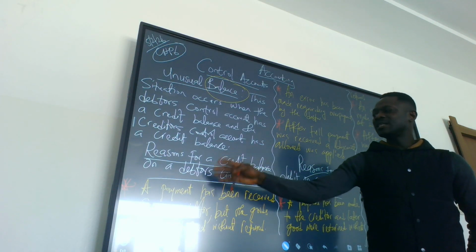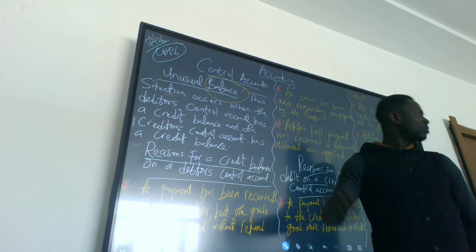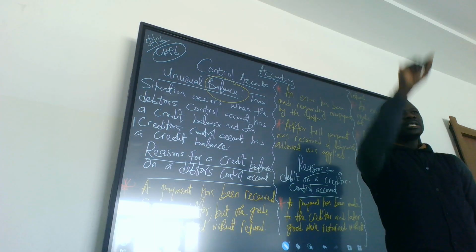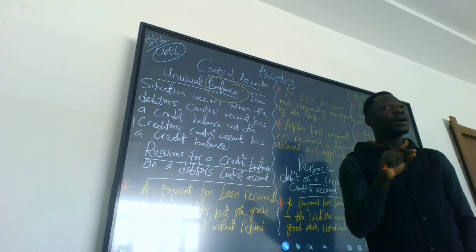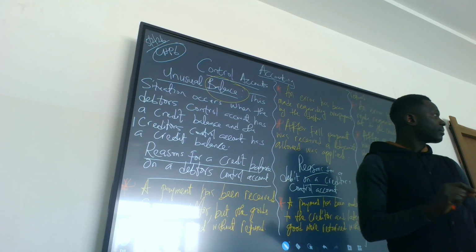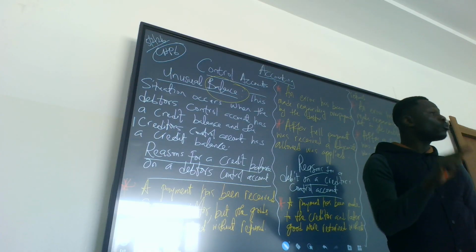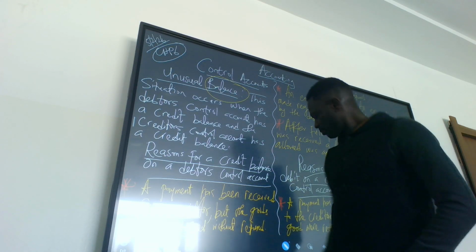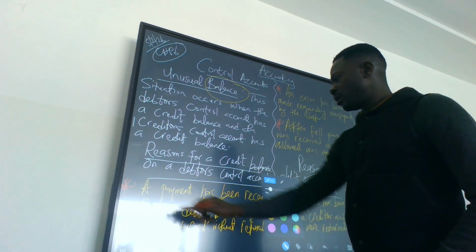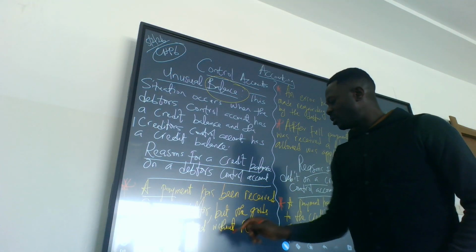So, what are the reasons why we're going to have a credit balance on the debtor's control account? Get the point here. Your debtor's control account is supposed to have a debit balance. But if it's having a credit balance, it means there's a situation. So what are the reasons why we could have a credit balance in the debtor's control account? The first one: a payment has been received from a debtor, but the goods were returned without refund.